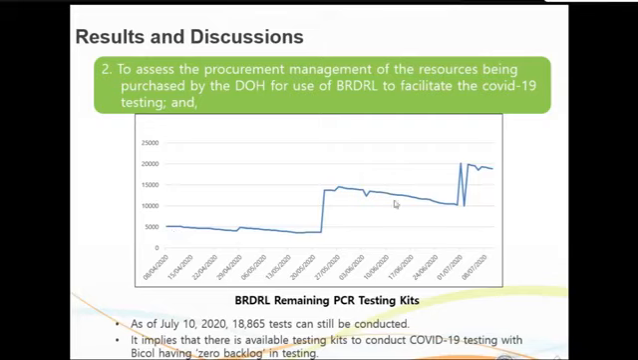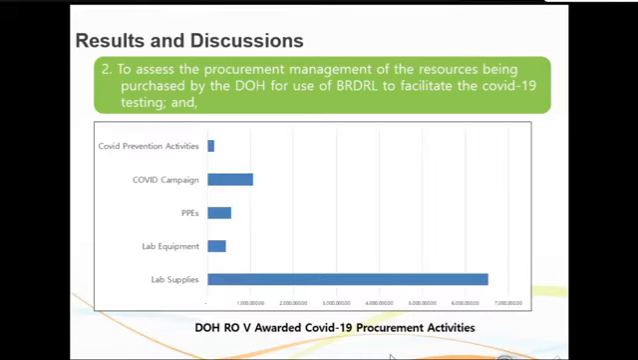So the PCR testing kits, according to the graph, show that they have always been available. So it implies that there are available testing kits to conduct COVID-19 testing, with Bicol having 0 backlog in testing.